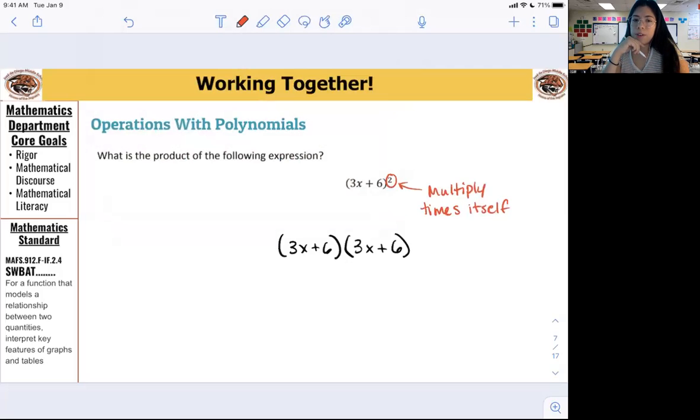When I FOIL, what goes first? 3x times 3x. 3x times 3x, what does that give me? Be very careful. There you go, 9x to the power of 2. If you forgot that exponent, then your final answer is completely wrong because this exponent is super important. Where does it come from? How come this is a 2?